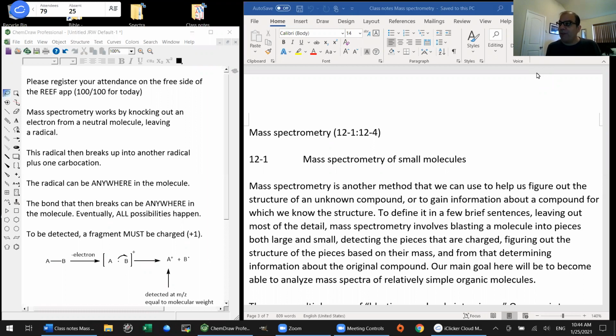If your molecular weight shows up as 30, there's very few things that have a molecular weight of 30. It pretty much has to be ethane. And you'll see that when you get to the OWL assignments for mass spectrometry, which, by the way, should be up and running.